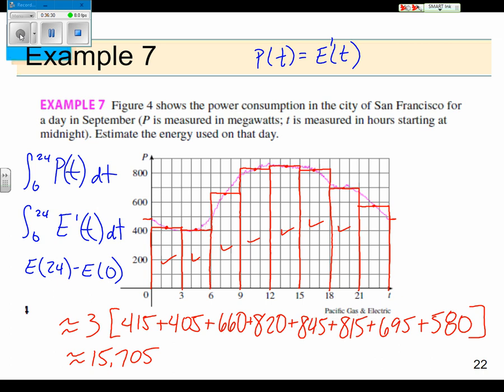So this has to be measured in megawatt hours because I'm multiplying. Yeah, megawatt hours. That's how much energy got used in San Francisco on that random day in September. You're going to be able to sleep better at night knowing that now.